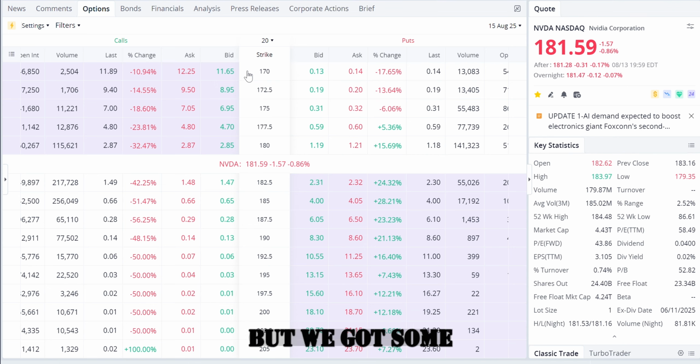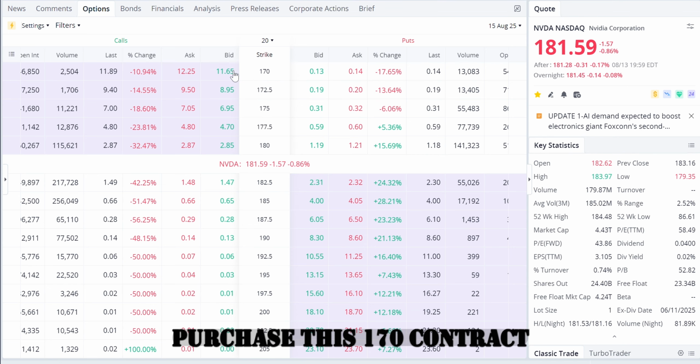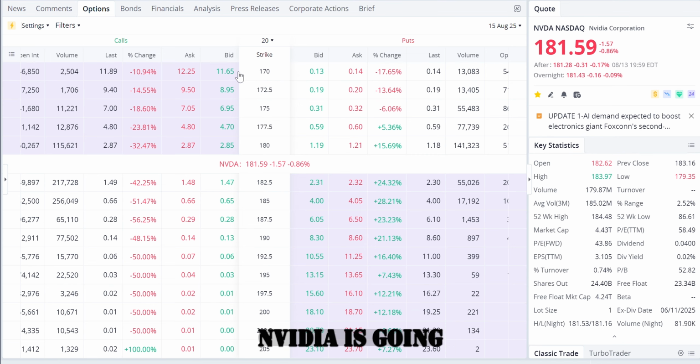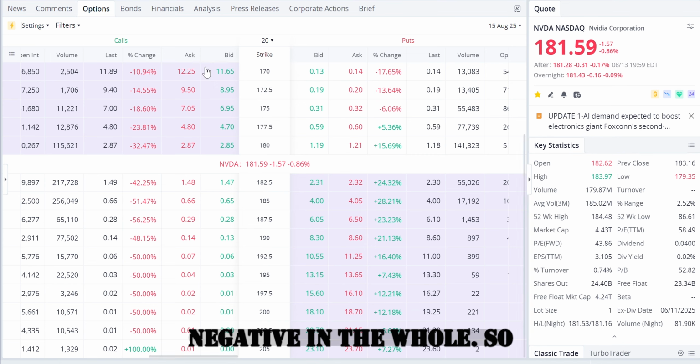But people will buy this 170 for safety, saying, okay, I know NVIDIA is going to keep going up, but maybe they're accounting for economic news or some turmoil that's about to happen, and NVIDIA may come down. So they're purchasing that safety. They're saying it won't come down lower than 170. So I'll purchase this 170 contract because I know NVIDIA is going to go back up. And when it comes down, I don't want to be negative in the hole.